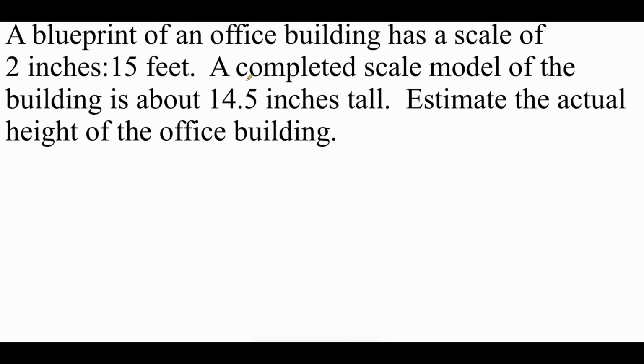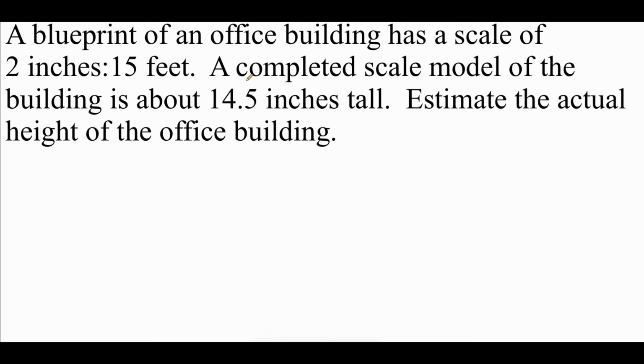Now our last example is a little bit of a word problem, and we're actually going to have to set up the proportion first before we go through and solve it. So we've got a blueprint for an office building, and the scale is 2 inches to 15 feet. And the completed scale model of the building is about 14.5 inches tall. And we want to figure out how tall the actual office building is going to be once it's built.